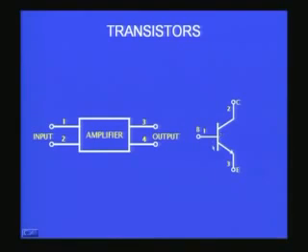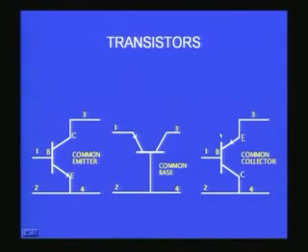Therefore you can imagine that I must have one of the terminals as common to both input and output, and that is how I already mentioned to you that the transistor can be used in different configurations, where the emitter can be common for the input and the output in one case, or the base can be common for the input and output, or the collector can be common for the input and output, etc. So now let us look at the various possibilities.